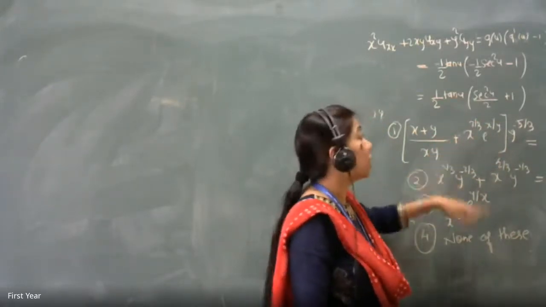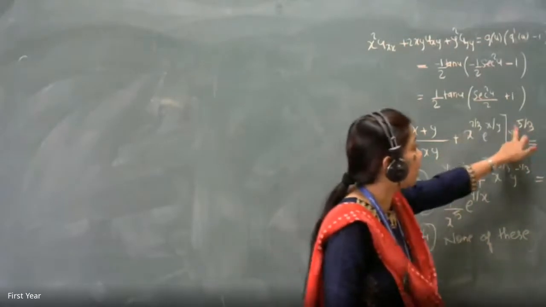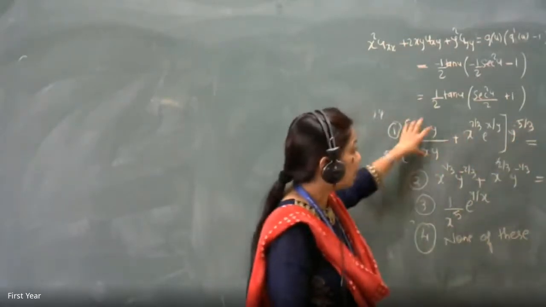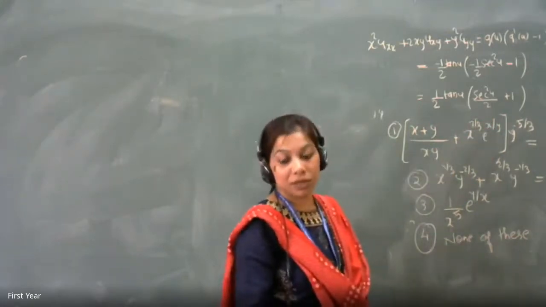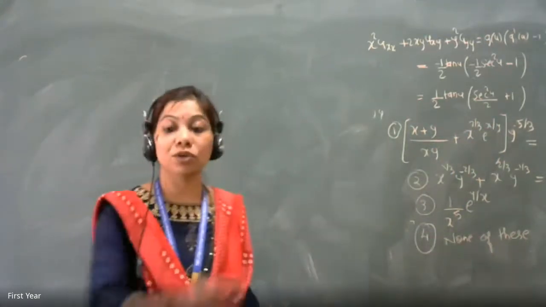That's the first thing. Secondly, when you multiply this y raised to minus 5 by 3 inside, the degree of this term and the degree of this term is different. If you want to say that u is homogeneous, the degree of each of the terms should be the same. So the fourth one, none of these.